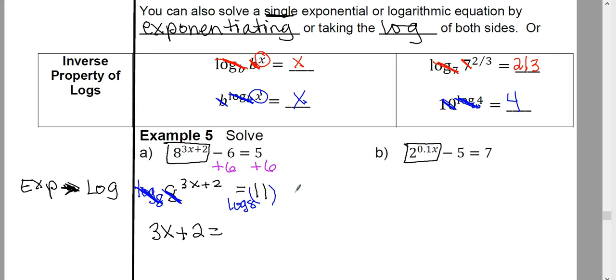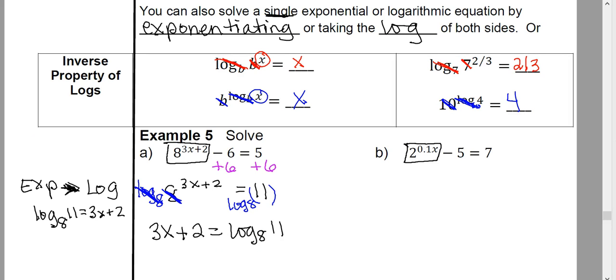And then over here, this one doesn't cancel out. So this is the part where we need to use the calculator to get this number. Notice, if you were to convert, you would say, okay, my base is 8, that goes here. My argument is 11, that goes here. And the exponent is 3x plus 2, so that is what it's equal to. It's the exact same thing. I don't care which method you use, as long as you can isolate the x.